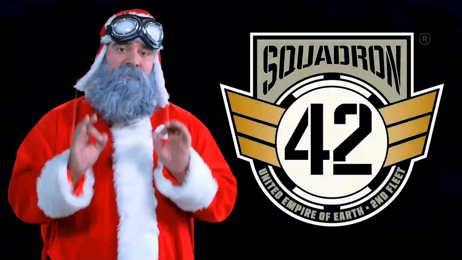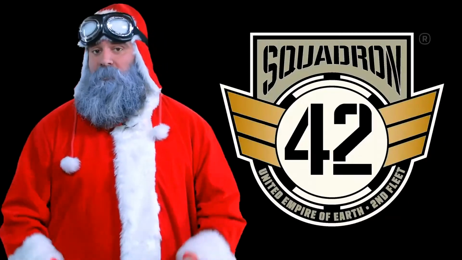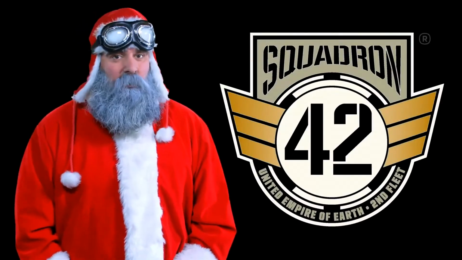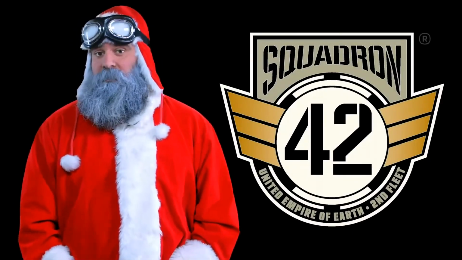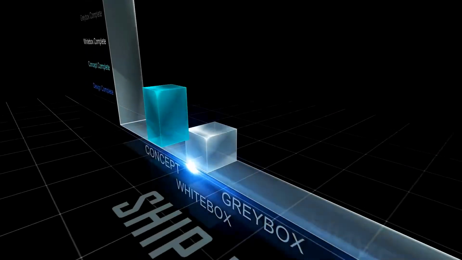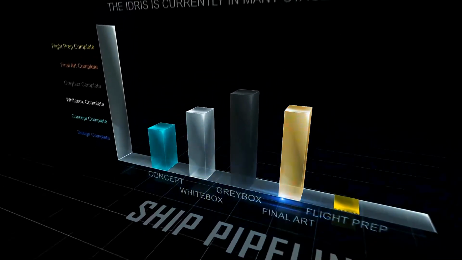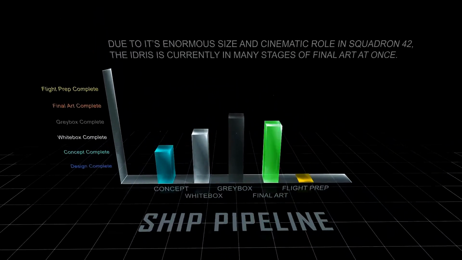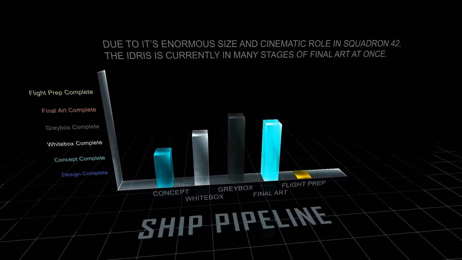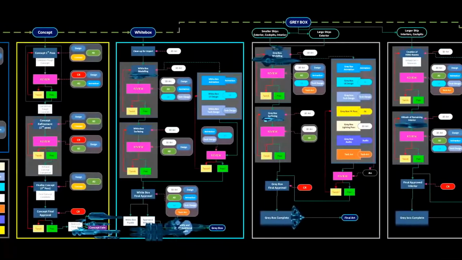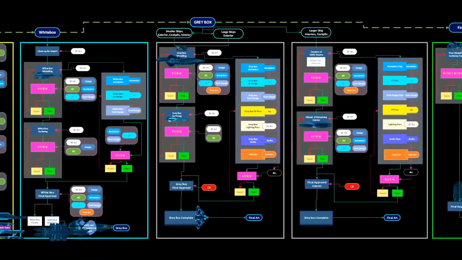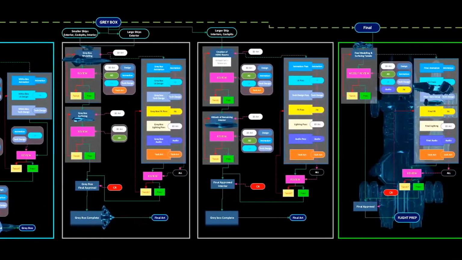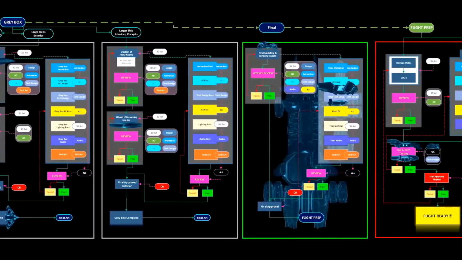The Idris, originally envisioned by celebrated concept artist Ryan Church, is one of the signature ships appearing in the upcoming Squadron 42. I'm pleased to announce that much like the Javelin we discussed last month, due to its size, the Idris is in final art phase, where in the hands of the Squadron 42 art team, they're currently working on the various set dressings and special lighting setups necessary to turn it into one of the many cinematic locations you'll visit in the game.